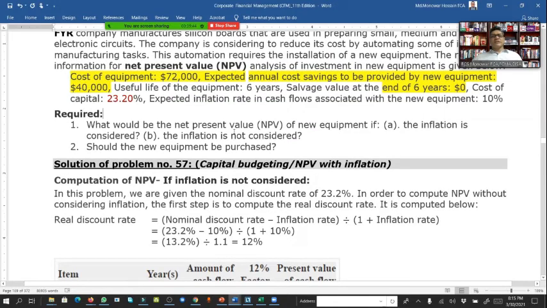So what would be the net present value of the new equipment if inflation is considered? And if we do not consider inflation, what would be the NPV of the equipment?